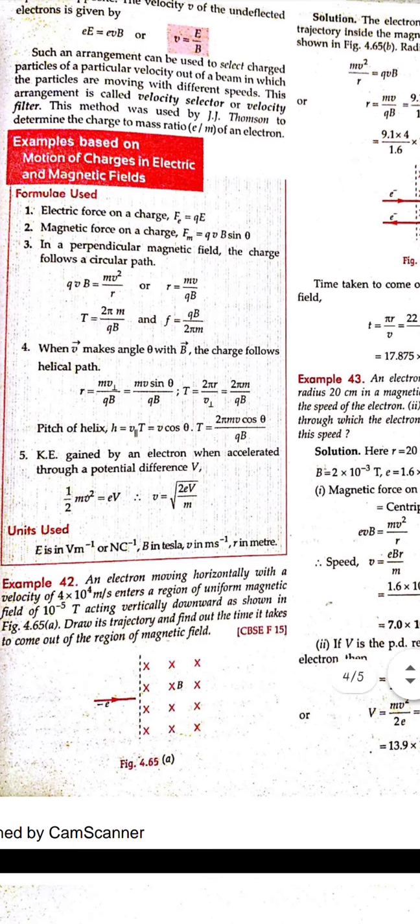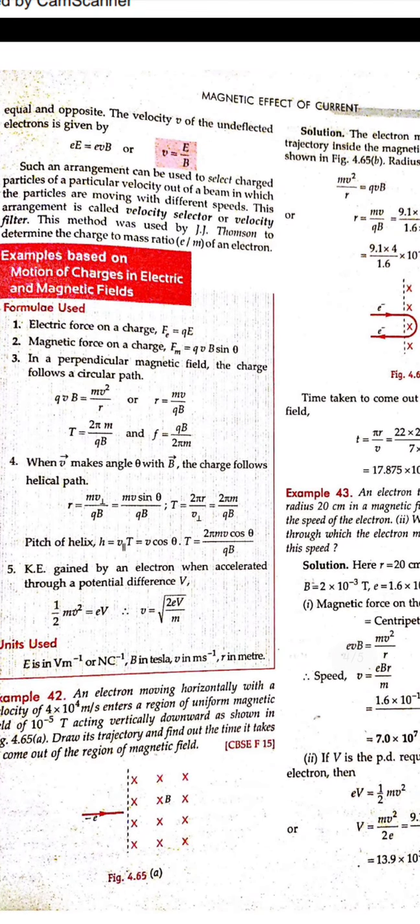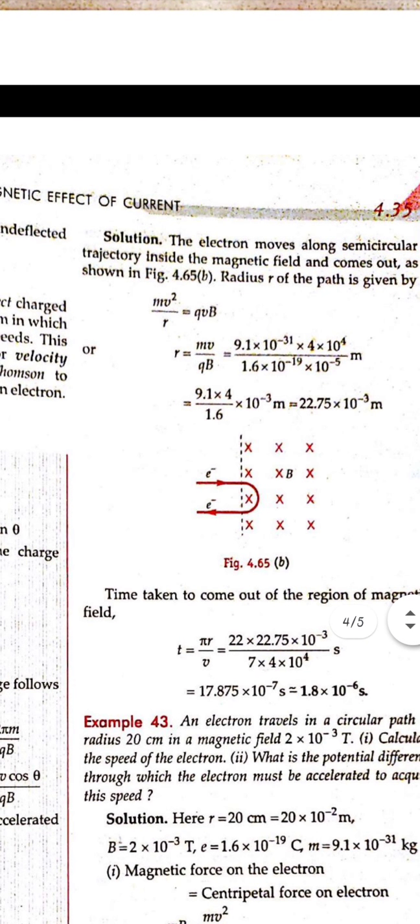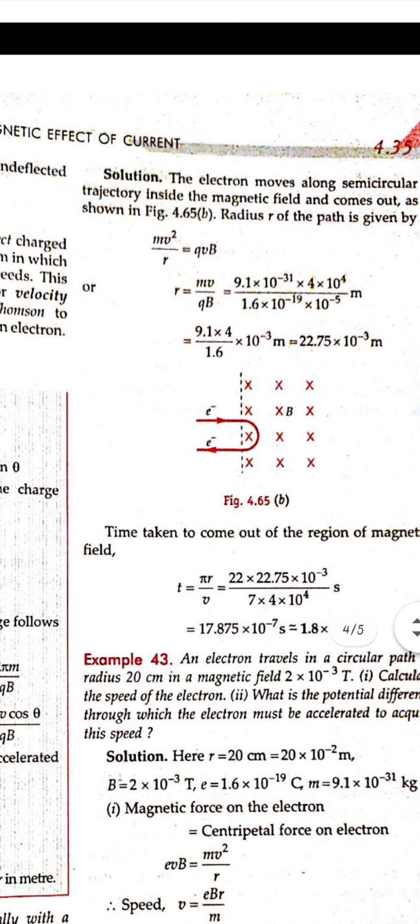Since the vertically downward direction is given, the electron moves along a semicircular trajectory inside the magnetic field. We have to apply the right hand rule and see that the magnetic force acts so that the electron will move in a circular path. For the circular path, the electron gets a force towards the center, the centripetal force, which is mv square by r, and it equals the magnetic force, that is qvB.